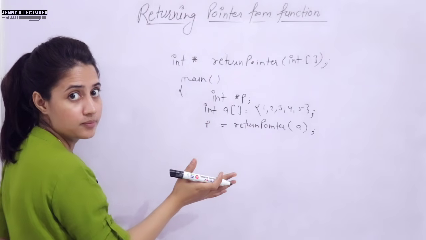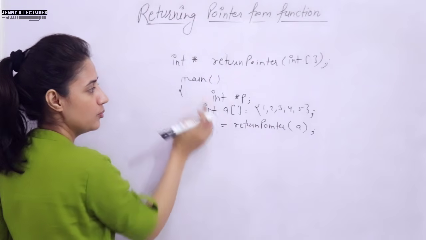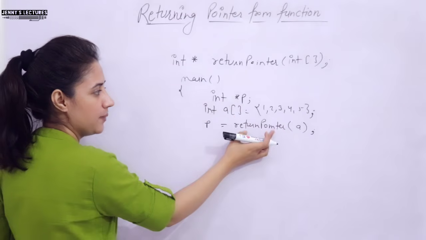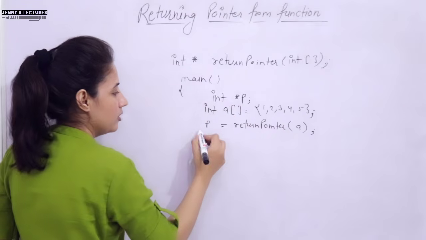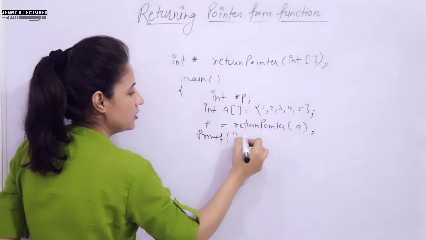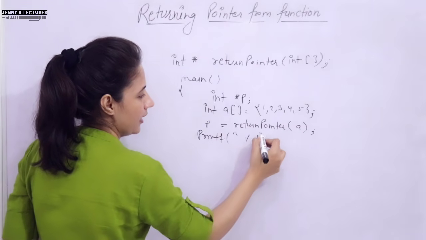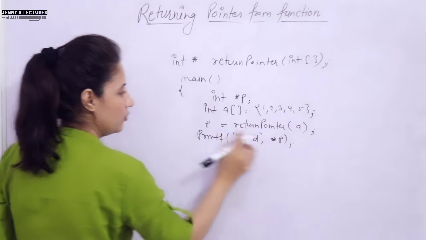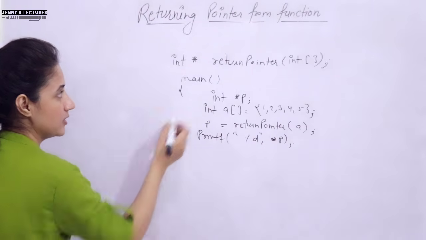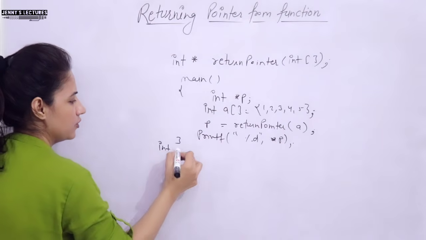Integer type of pointer, and it is also going to return integer pointer. So obviously we have to accept that thing in the same type, integer pointer. So after returning, just printf percentage d and asterisk p, whatever the value at this address, that we are going to print. That's it. Now what would be the definition part of this function?